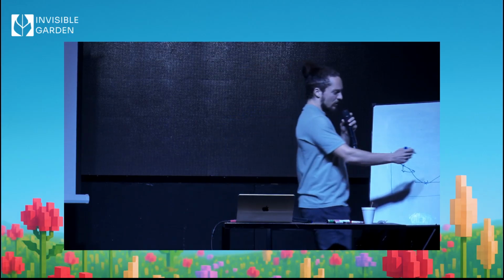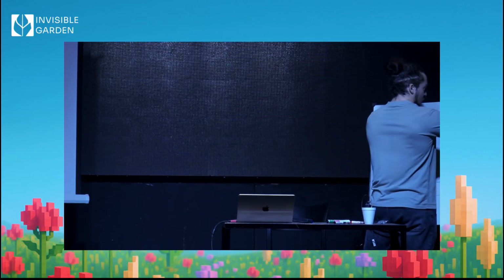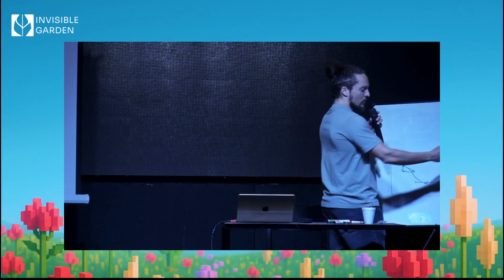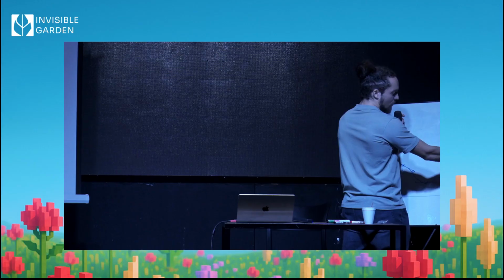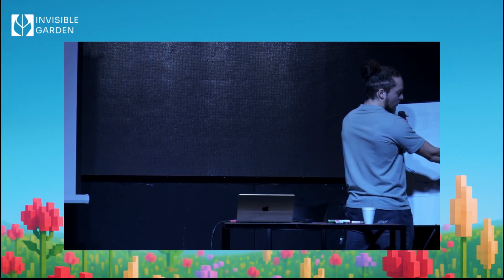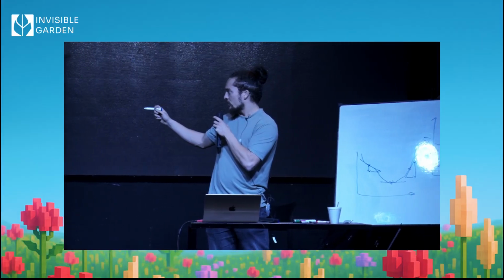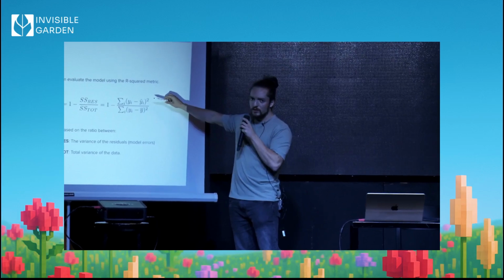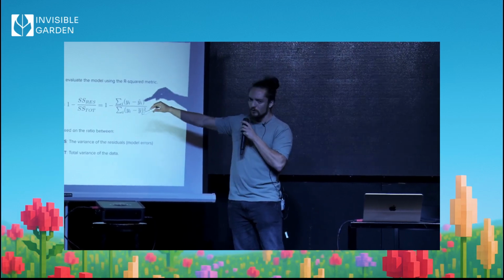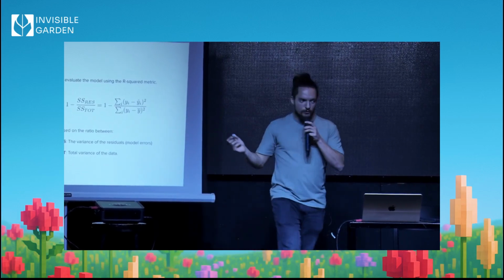But if instead you have your linear regression fitted nicely, your error terms are going to be much smaller than before. And so you're going to have an r squared value where this term is less than 1. And so r squared is going to be somewhere between 0 and 1.